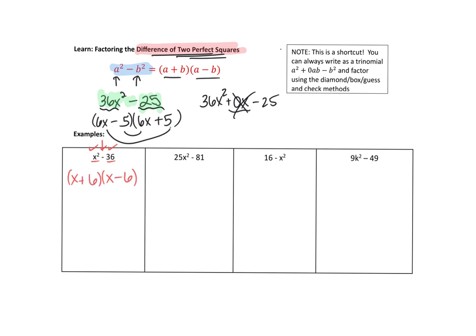Now again, you can always check this to see if you are correct by multiplying it out. So if you did multiply it out, remember I kind of double distribute, so I get x squared minus 6x plus 6x and minus 36. You would notice those cancel, and you end back up with x squared minus 36.